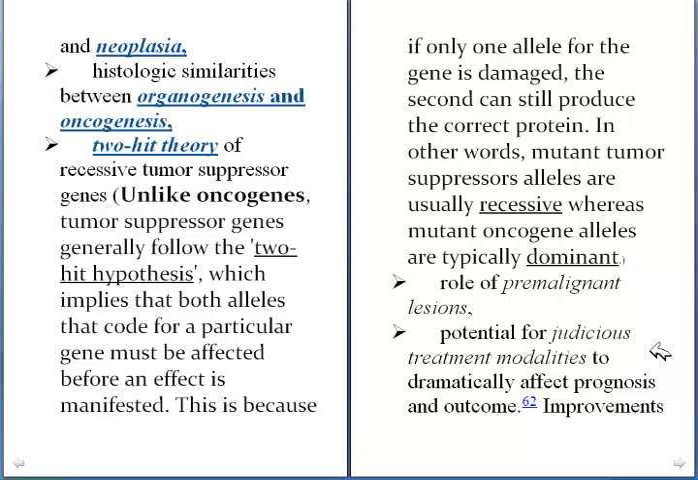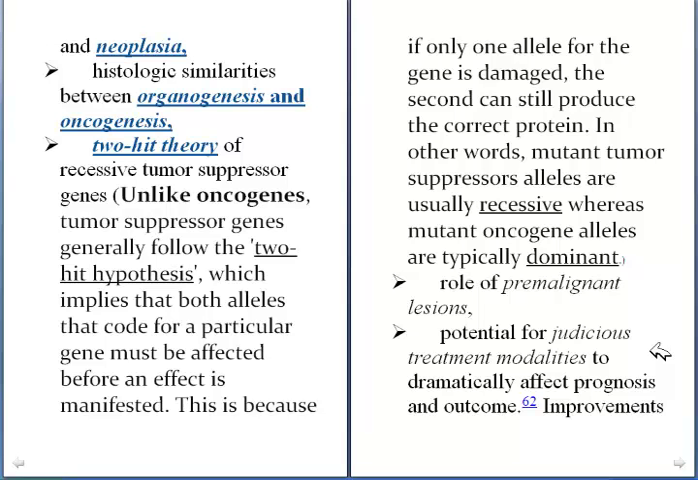Well, unlike oncogenes, tumor suppressor genes follow the two-hit hypothesis, which says that both alleles that code for a particular gene must be affected before an effect is manifested. This is because if only one allele for the gene is damaged, the second can still produce the correct protein. So in other words, tumor suppressor alleles are recessive, whereas mutant oncogene alleles are dominant.